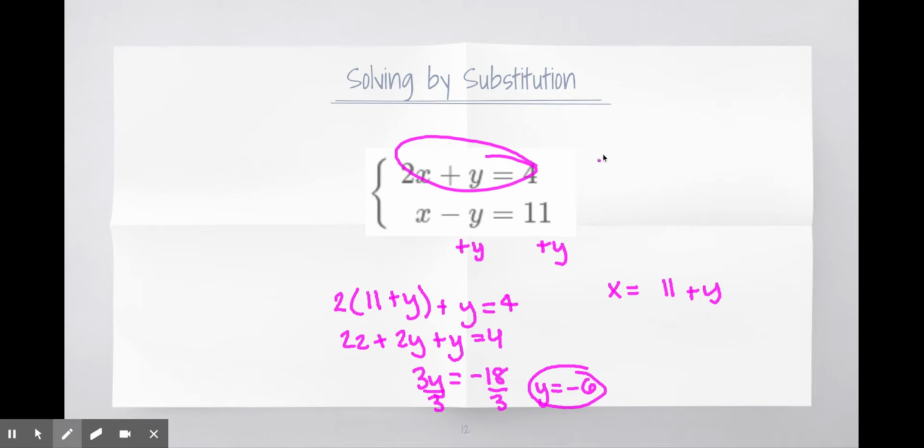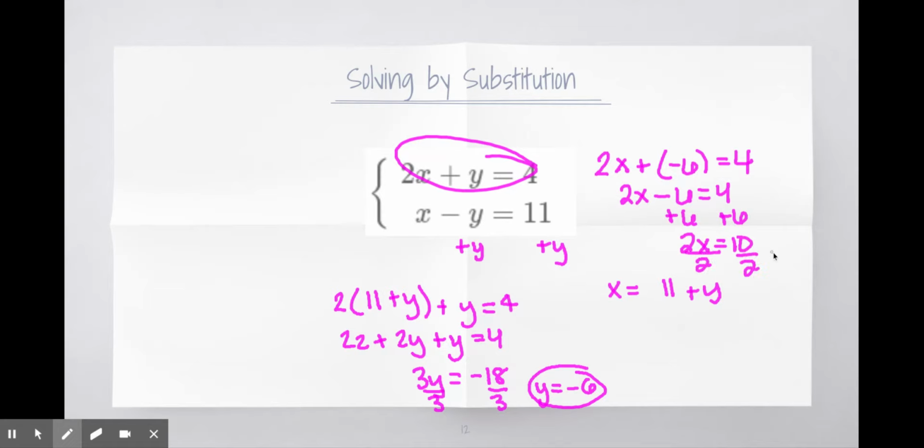So let's look at that top equation. 2x plus, instead of y, it would be -6, is equal to 4. I'm just going to rewrite that as 2x minus 6. Then I'll add 6 to each side. I have 2x equals 10. And x is equal to 5. Don't forget, I need an x and a y value. I need an ordered pair as a solution, just like I would get if I were graphing.